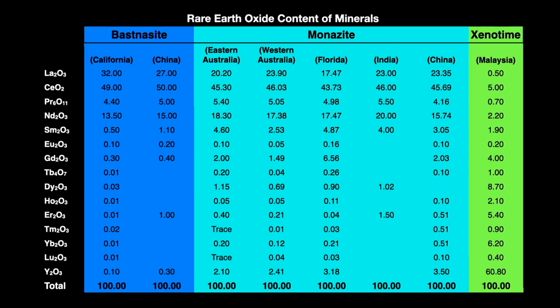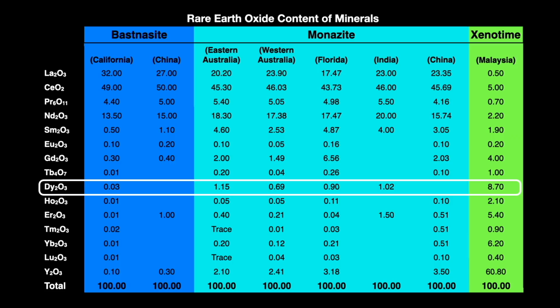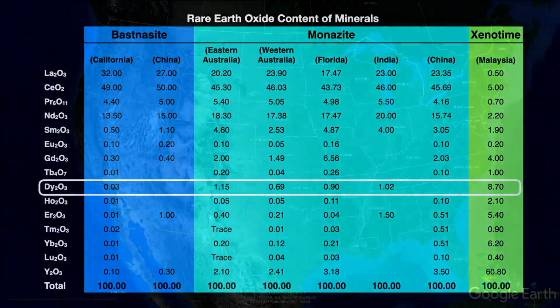Let's take a look at the rare earth content of 3 of the previous minerals. You can see from this table, dysprosium appears in low percentages in these minerals, accounting for only 0.03% of bastnasite, up to 1.15% of monazite, and up to 8.7% of xenotime.